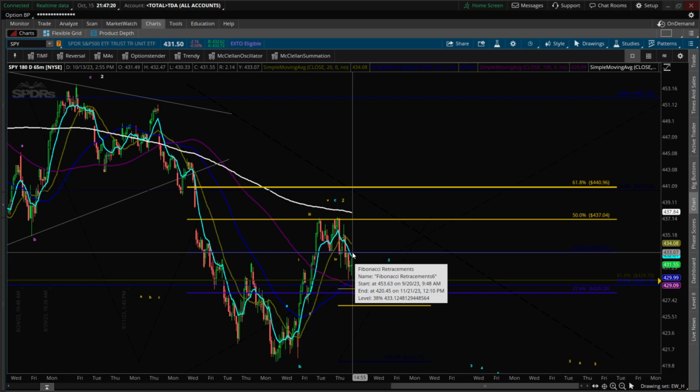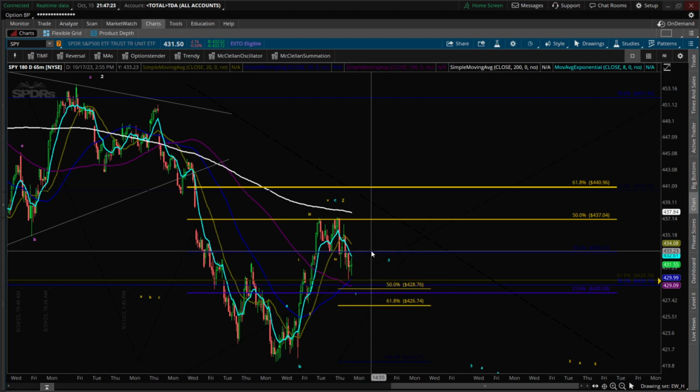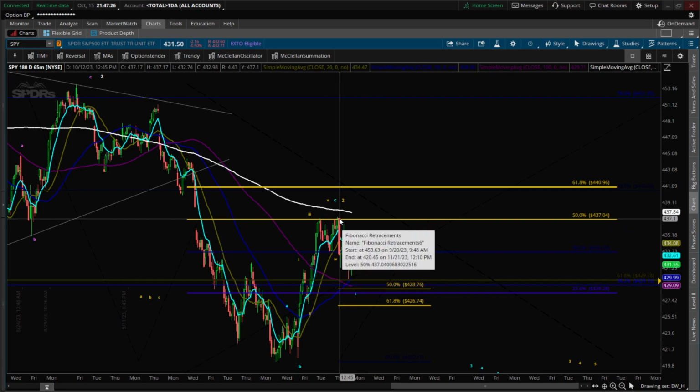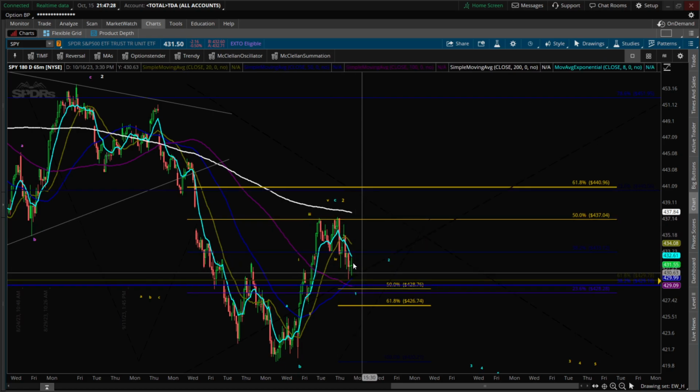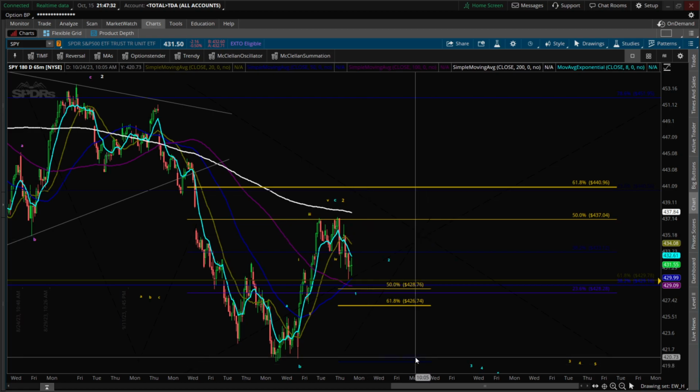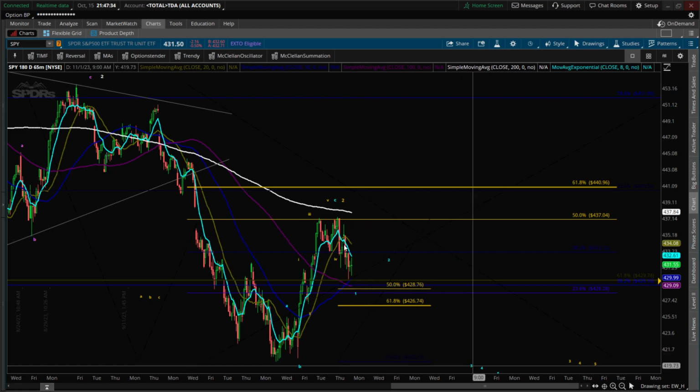And we'll just keep an open mind. Always keep an open mind. But I do think that we made our high here. We had a divergent high. We're starting to correct, bounce up, and we continue lower. That's what I'm looking at.